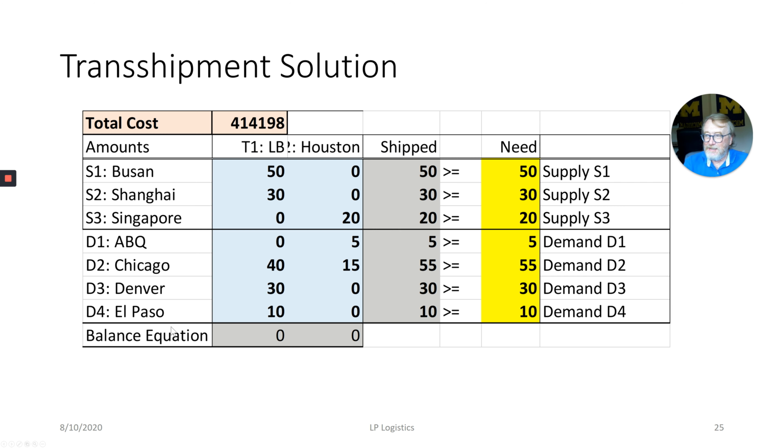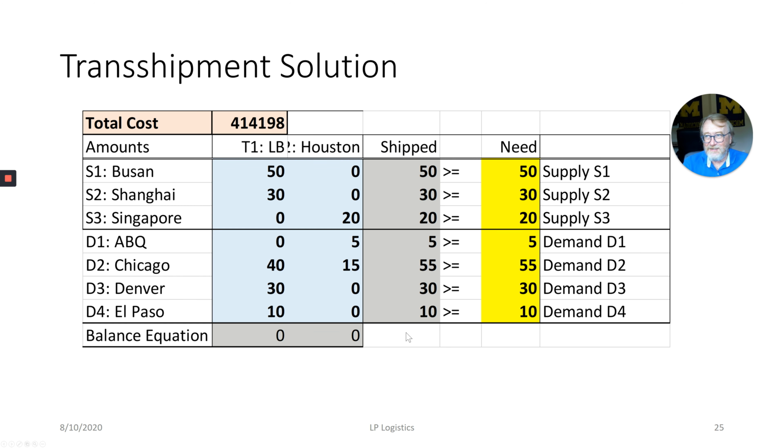It's kind of interesting that even though El Paso's in Texas and Houston's in Texas, it's less expensive to ship to Long Beach and then haul it across the Rocky Mountains than it is to ship it to Houston and then drive across Texas.